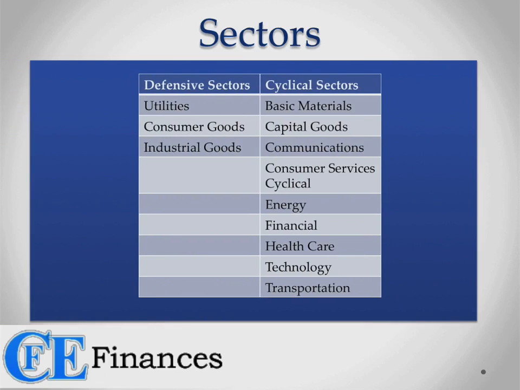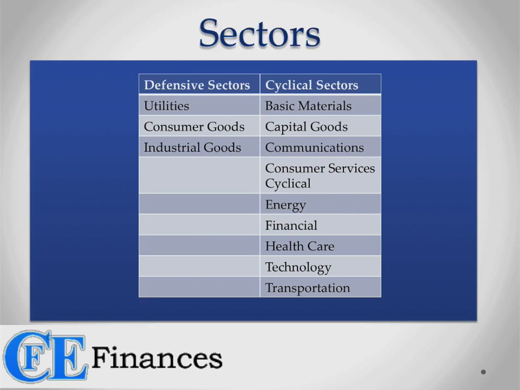Now here's a list of all the sectors, and different things online will base different sectors and have different names for them, but this is pretty much the essential ones, and here they are separated into defensive versus cyclical. And on the left you have your defensive sectors like utilities, consumer goods, and industrial goods. And that is because utilities are things like your electricity or your water, and those bills and the prices for those things don't tend to change that often, so that's why it's more defensive.